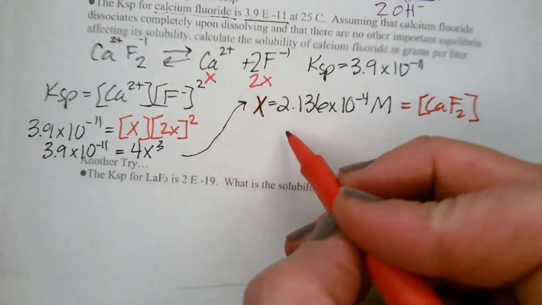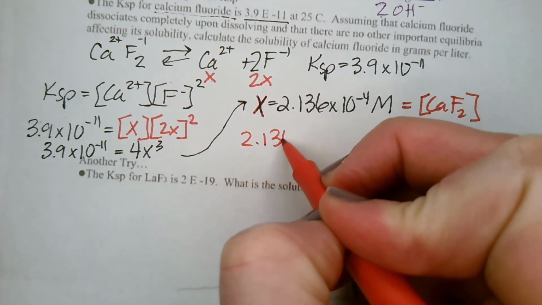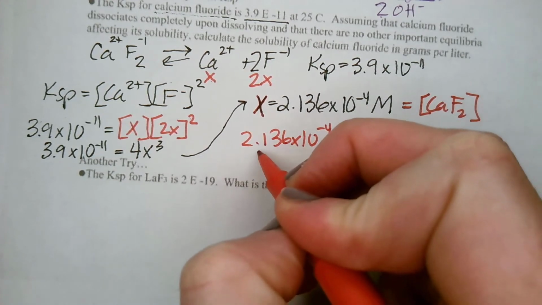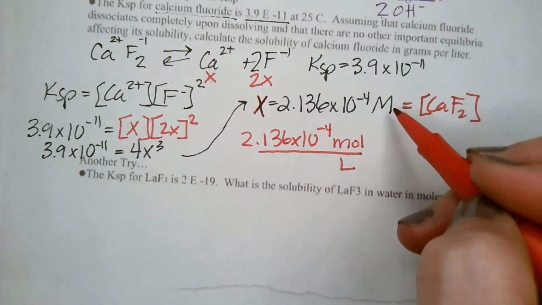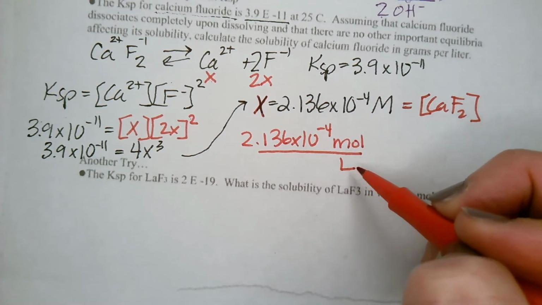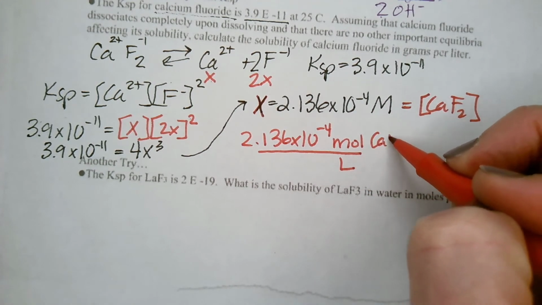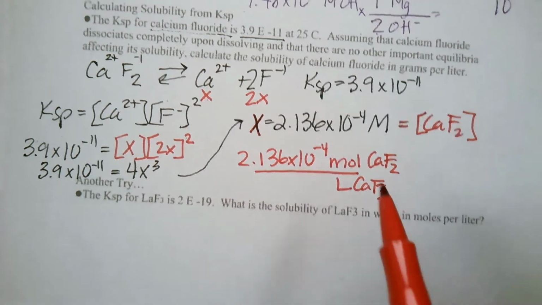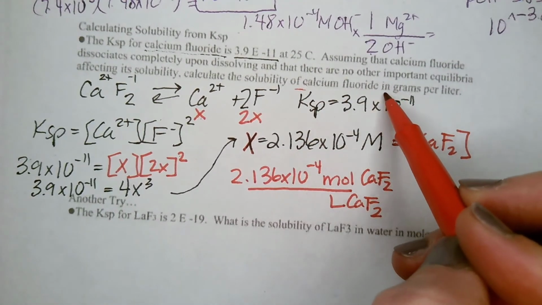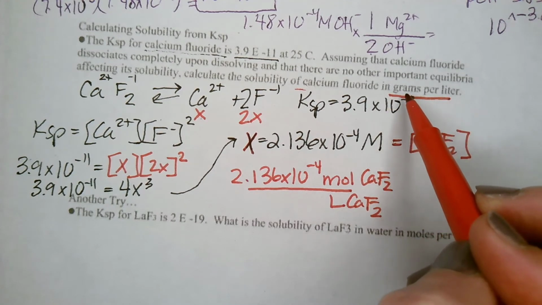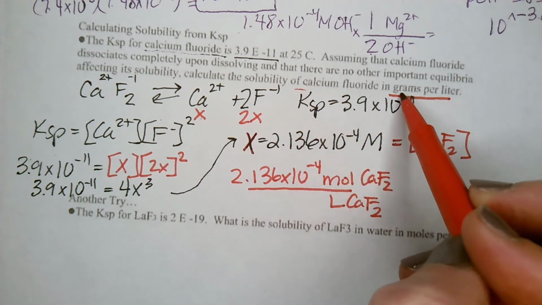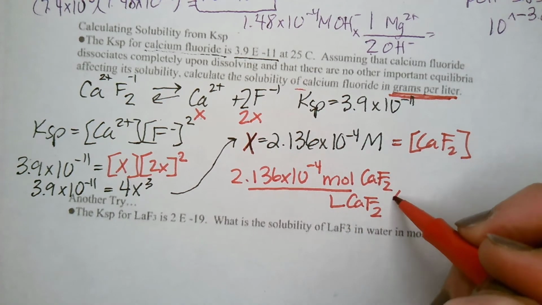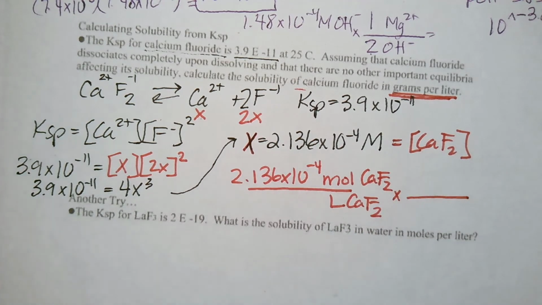So now we're going to write this as 2.136 times 10 to the negative fourth moles per liter. That's what molarity stands for, moles per liter of CaF2. What do we want? This problem wants calcium fluoride in grams per liter. Right now we have moles per liter, so we just need the molar mass of CaF2.